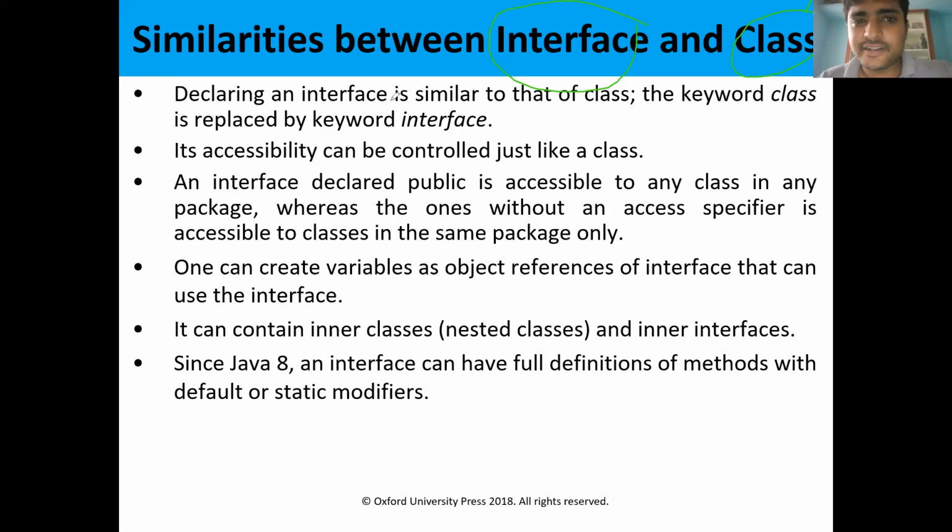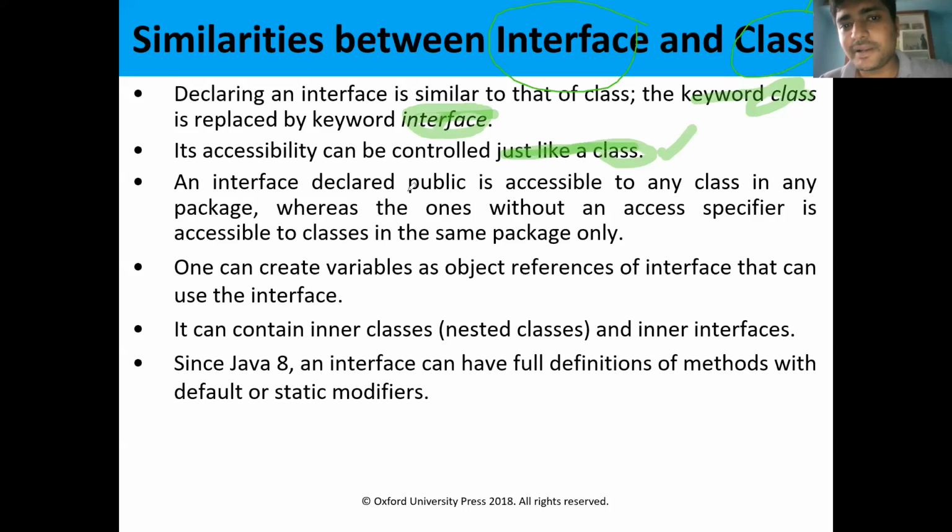Declaring an interface is similar to the class. Here the keyword is class, here the keyword is interface. Then its accessibility can be controlled just like a class. Class members are accessed through the object. Same, interface members are also accessed through the implemented class, through the object of the implemented class. So same as class.